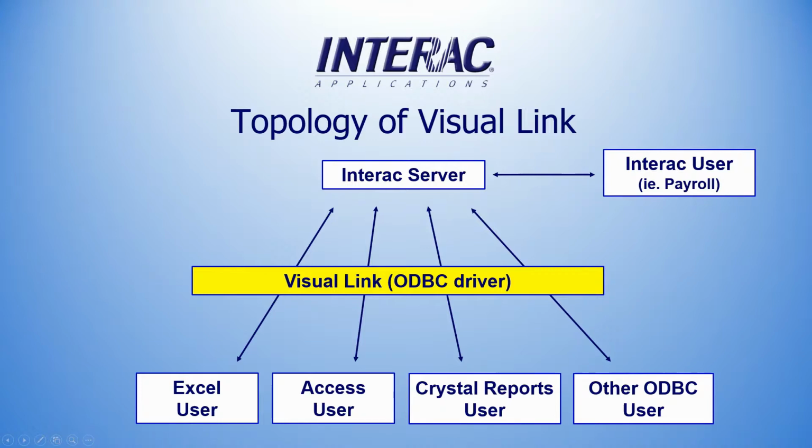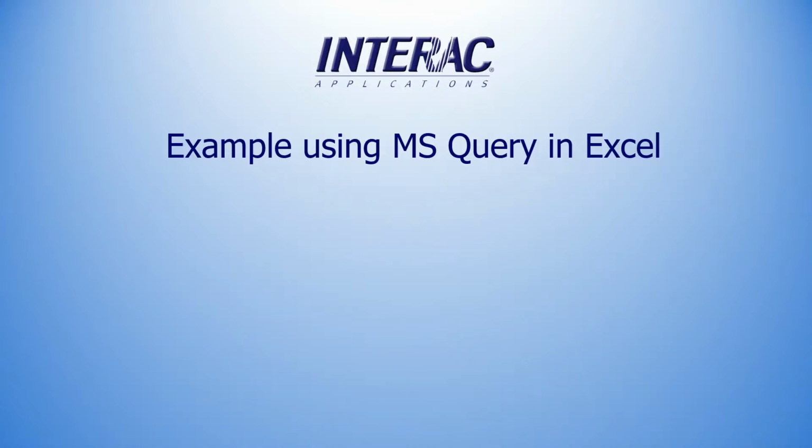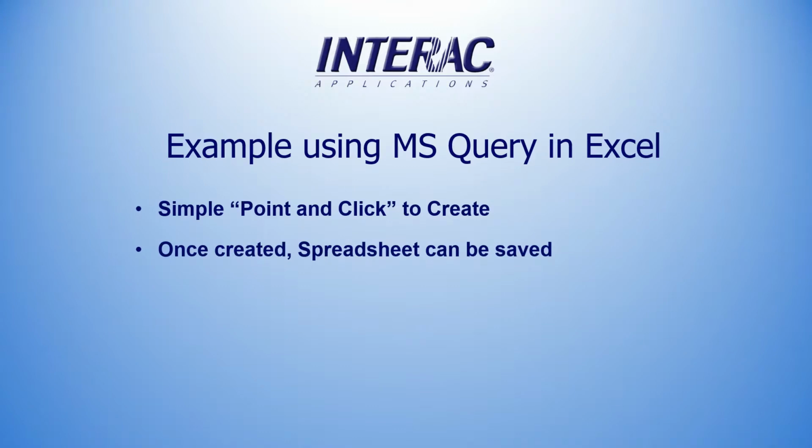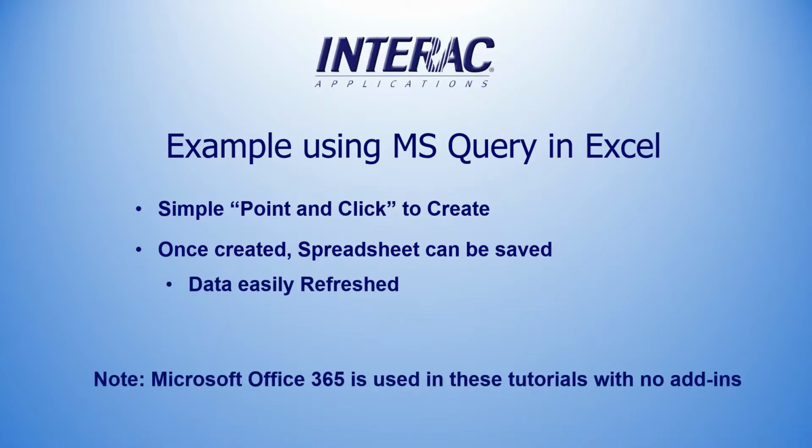This video assumes that you've already licensed VisualLink from Intersoft and have probably worked with customer support to get it going. Or it might just be a firm looking at purchasing VisualLink. In this example, we'll use MS Query in Excel to create a simple table. We'll use point and click. Once created, the spreadsheet can be saved, and you no longer need to go through the drill of creating the connection, and the data can be easily refreshed. I'd like to point out that Microsoft Office 365 is used in these tutorials with no add-ins.